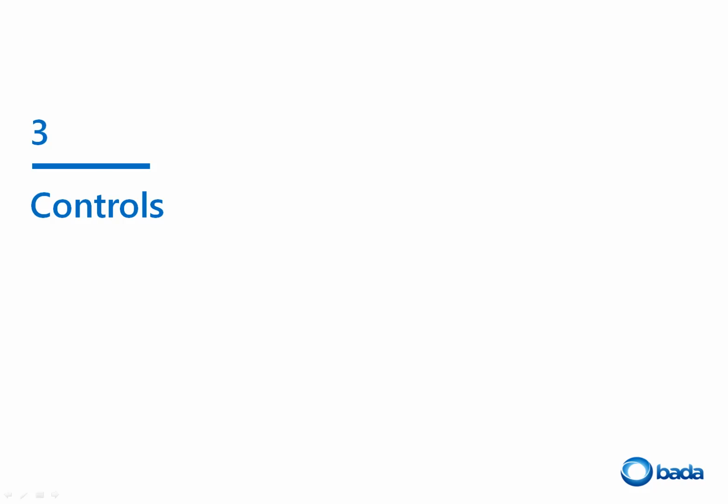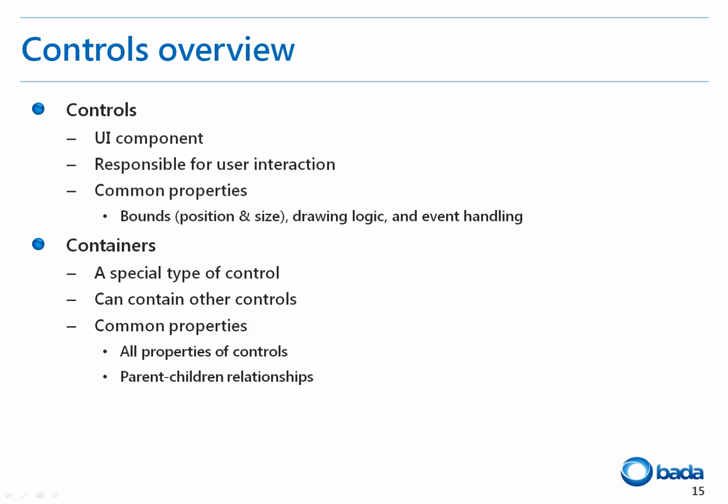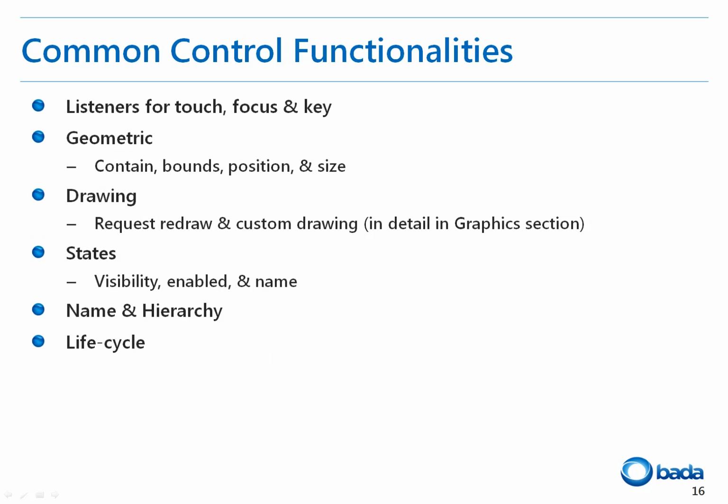Let's have an overview of the controls now. A control can be regarded as a unit of a UI function. For example, a button, slider, text label, and list view are all controls. Common properties of controls are bounds, event handling, drawing logic, etc. Containers are special types of controls that can contain other controls. Containers have all the properties of controls as well. A container and its control have a child-parent relationship. In general, a set of controls perform a function.